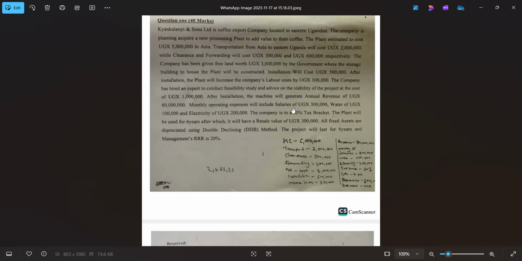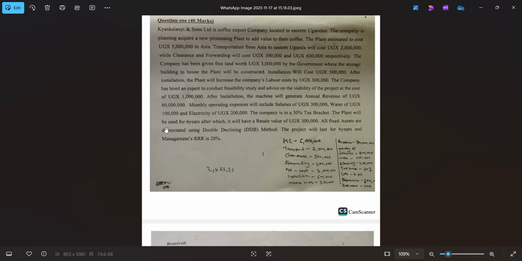Monthly operating expenses will include salaries of UGX 300. These salaries are monthly, but the sales are annual, so we shall change these salaries to annual by multiplying them by 12. Water of UGX 100,000, so we shall also multiply 100 by 12. Electricity also. The company is in a 30% tax bracket.